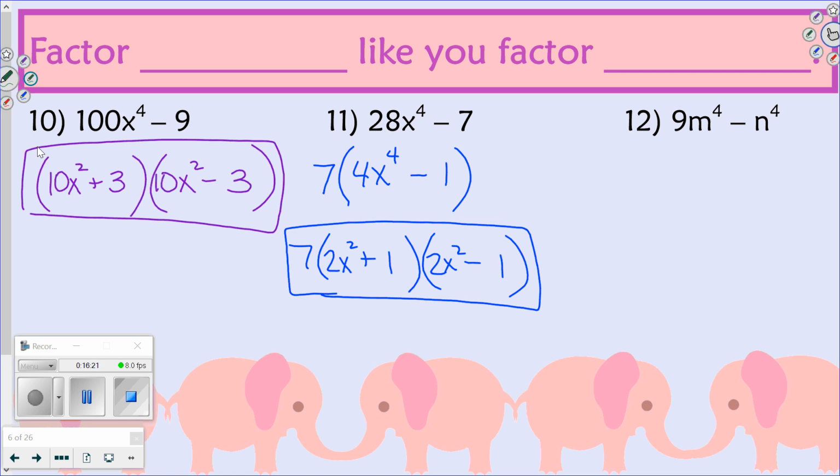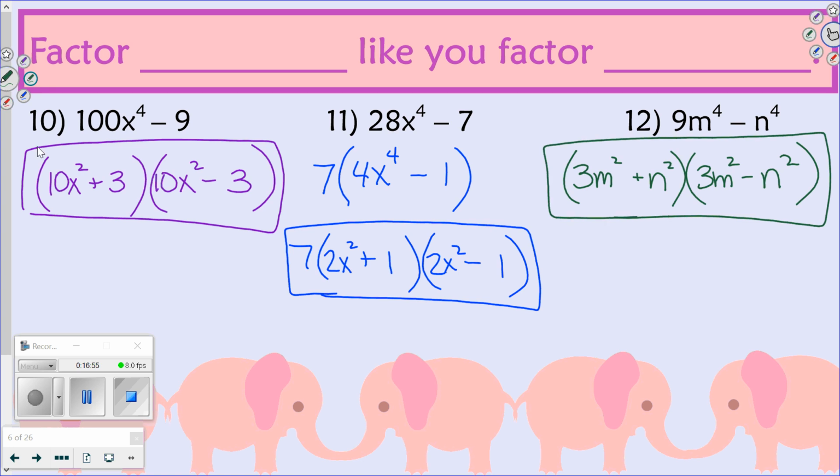Number 12, GCF? No, one's an M, one's an N. Okay. How does it factor? And now the second part? Good. 3m squared minus n squared. Ooh, does that one keep going? Why not? Because of that 3. Good.